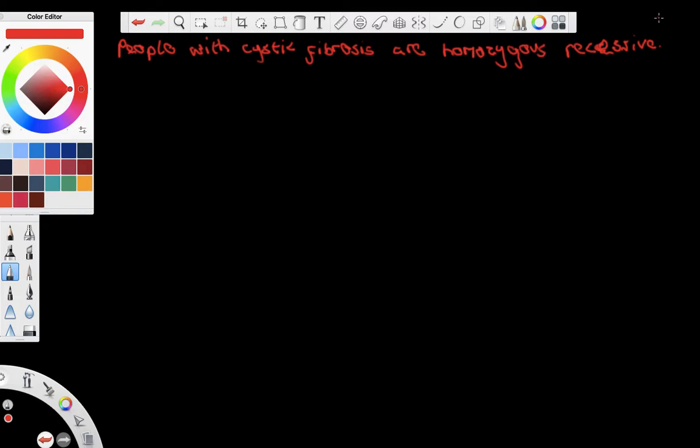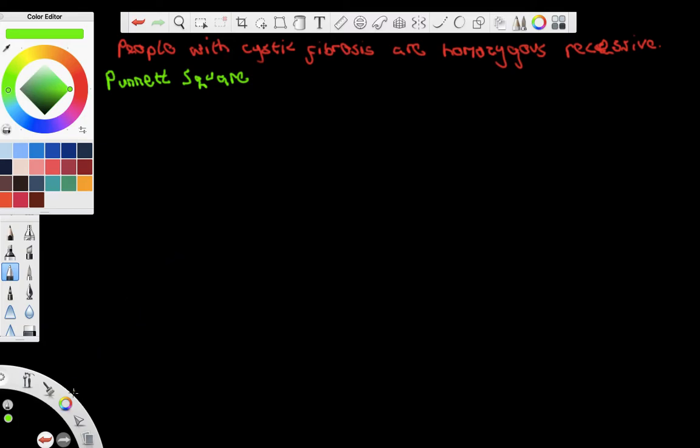So in your exams, you may be asked to calculate the percentage chance of a person having a child with cystic fibrosis or with another genetic illness. And we can do this by using what are known as Punnett Squares. It's a key word, so I'm putting it in green. Punnett Square. Okay, Punnett Square. Again, apologies for my handwriting.